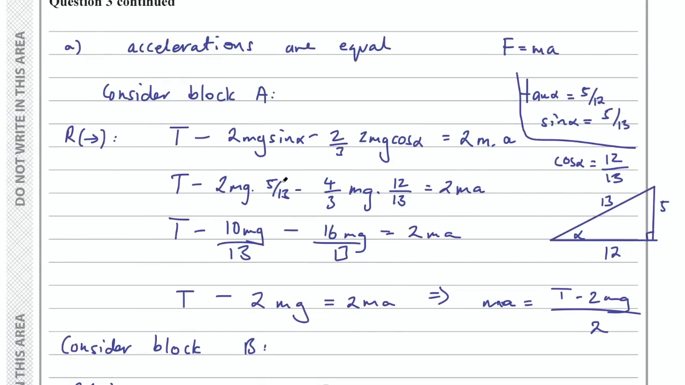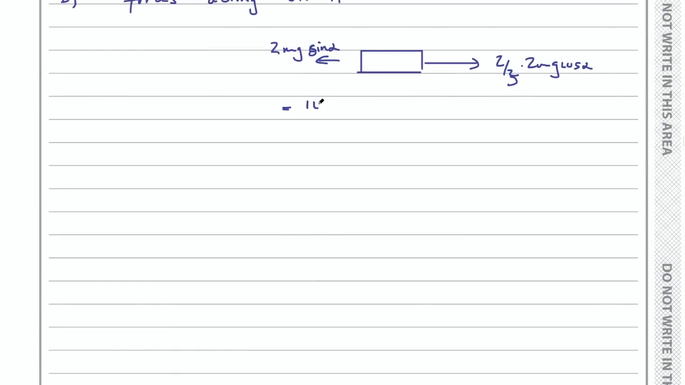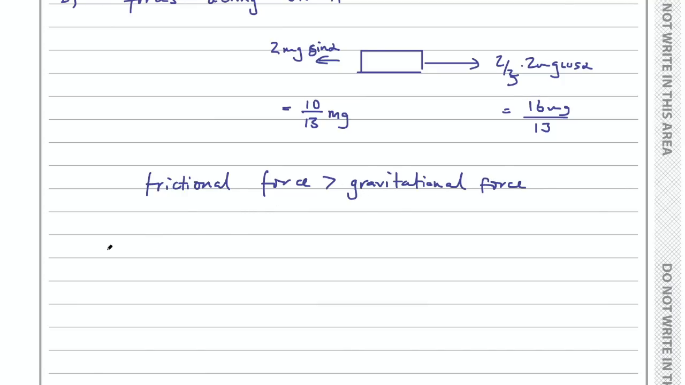Comparing these two forces, we actually found those before in part A. Remember, we found values for these. We got 10mg on 13 and 16mg on 13 for those two parts. So just pulling that straight from part A, I'm going to write this as 10 on 13 mg, and this was 16mg on 13. Obviously, the frictional force is larger, so we can say the frictional force is greater than gravitational force, and therefore the block would stay at rest. So therefore block A would stay at rest. Okay, that was part B.